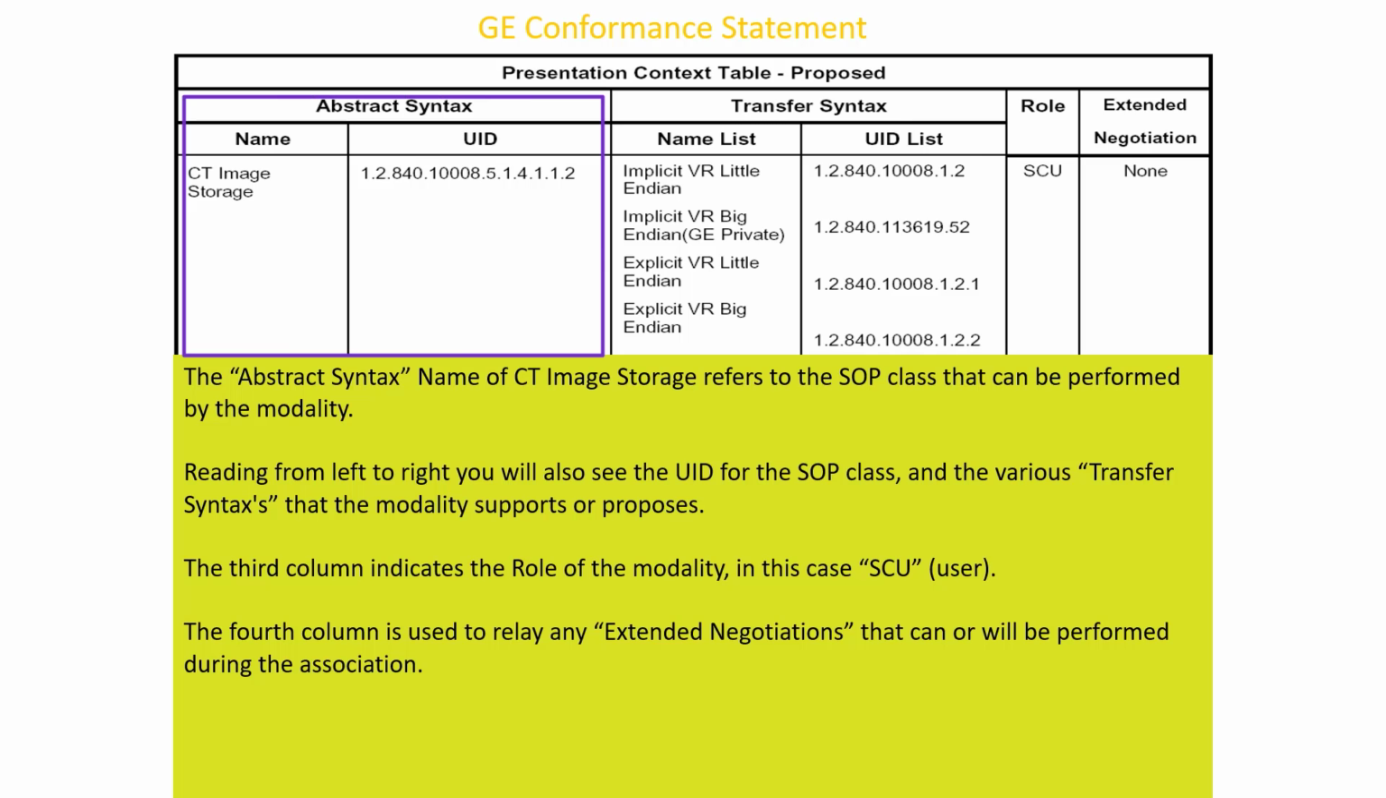The abstract syntax field provides the name of the CT image storage SOP classes that can be performed by the modality. Reading from left to right, you will see the user ID, UID, for the subject-object pairs class and the various transfer syntaxes that the modality supports or proposes. The fourth column, or last column, is used to relay any extended negotiations that can or will be performed during the association.